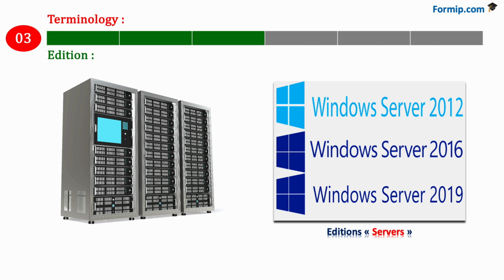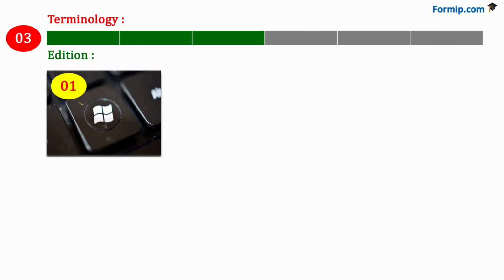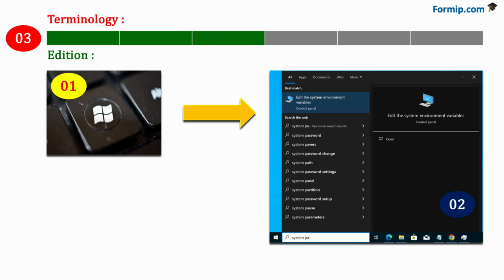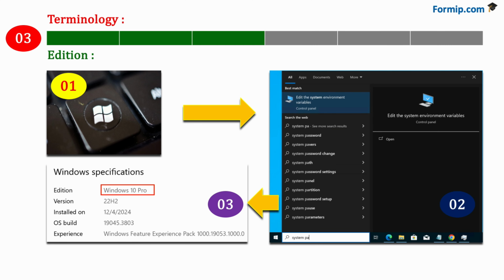To find out which version to turn to, all you have to do is press the Windows key on your keyboard and launch the System Environment menu. In the Windows Specifications section, you will find the edition of your operating system. This is Windows 10 Pro.